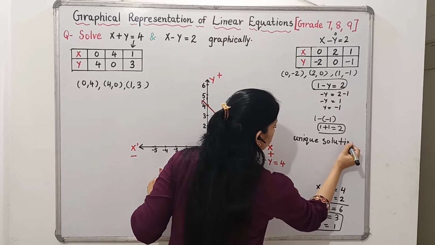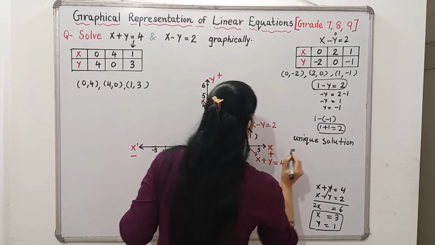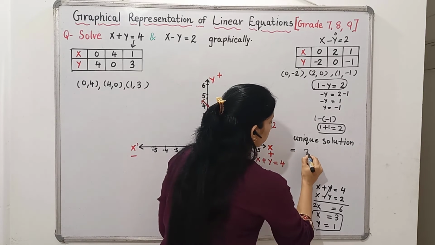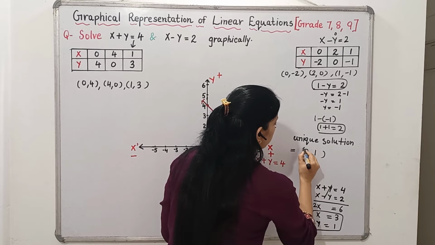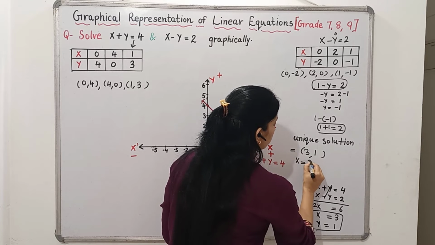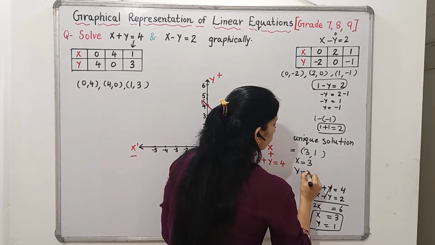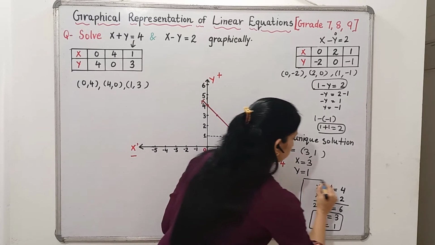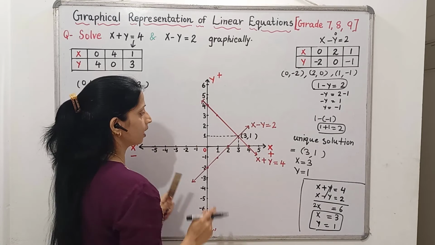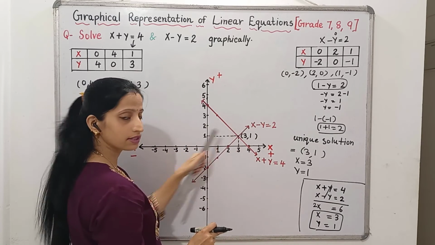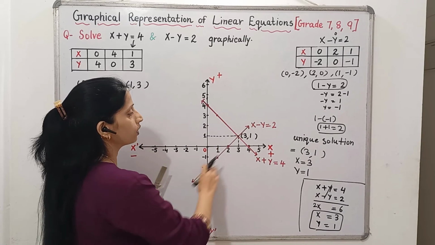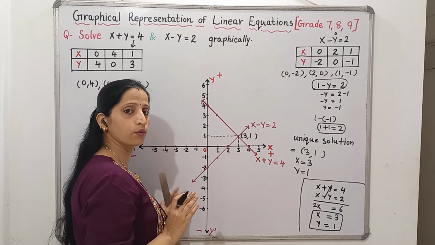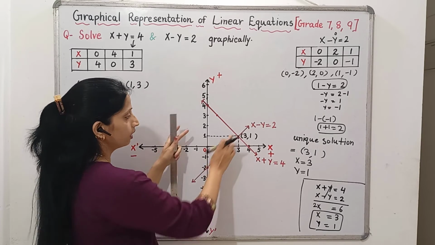And what is the solution of these given equations? It is 3, 1. Or we can say x is equal to 3, y is equal to 1. This is the same that we get by this method. Okay. Now, whenever 2 lines are intersecting, always remember that the equations will have only one unique solution.